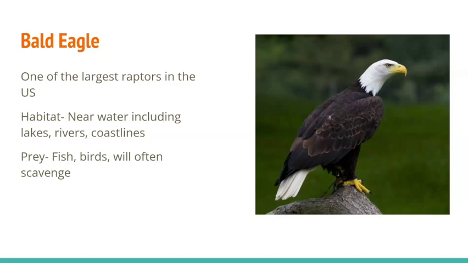They'll also go after waterfowl, but they're also scavengers. Eagles are not afraid to go after roadkill, and also they are kleptoparasitic, meaning that they will actually steal food from other birds. It's pretty common for them to steal fish from osprey or steal other prey from other raptors. So they really don't differentiate.